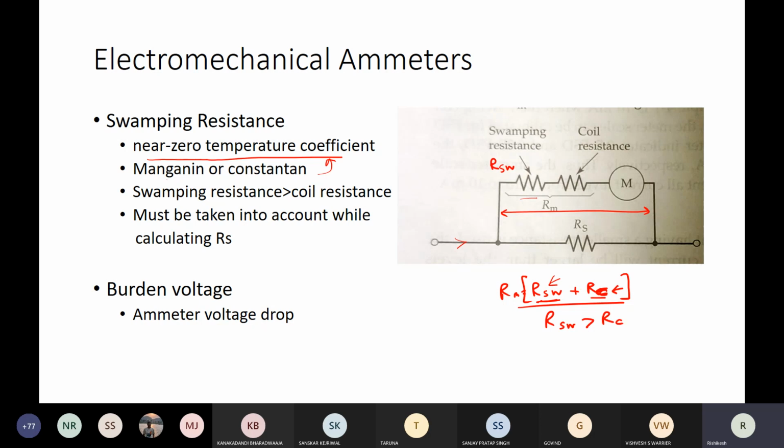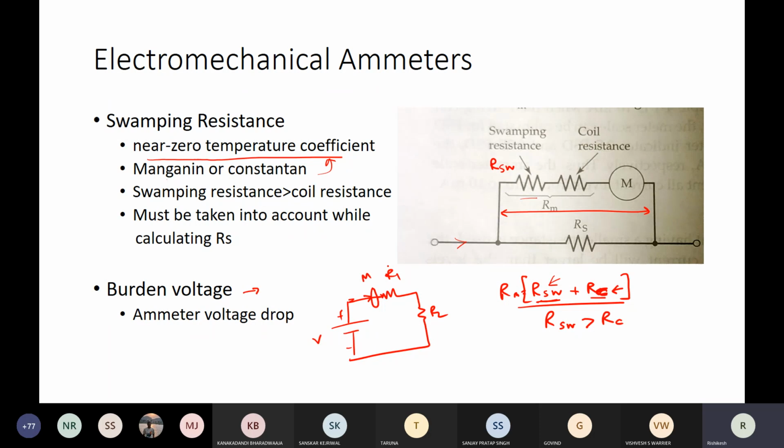One more important term associated with an ammeter is known as burden voltage. Now, how do you connect the ammeter in a circuit to measure current? So if I have this circuit, let's say R1, R2, I want to measure the current flowing through this. How will you connect it? Series. In series, right? So let's see, if I connect it this way, this is my meter.